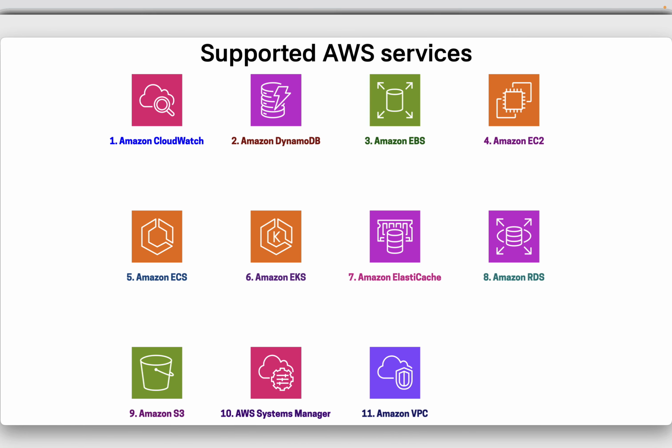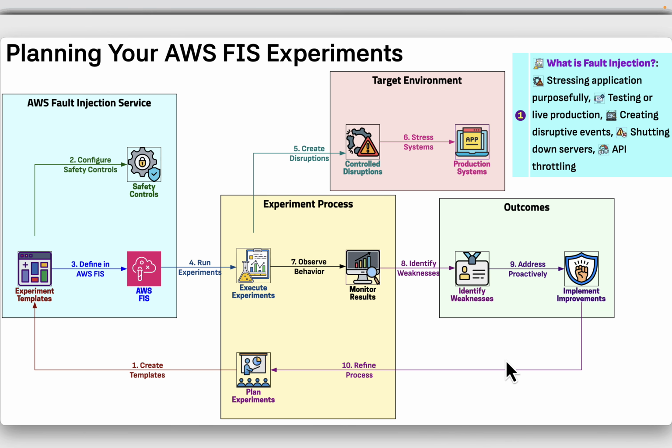So supported AWS services. Services which can be part of fault injection are CloudWatch, DynamoDB, Amazon Elastic Block Store, EC2, Elastic Container Service, Elastic Kubernetes Service, ElastiCache, Amazon RDS, Amazon S3, AWS Systems Manager, and Amazon Virtual Private Cloud, VPC.